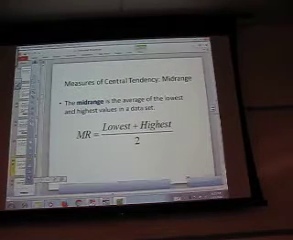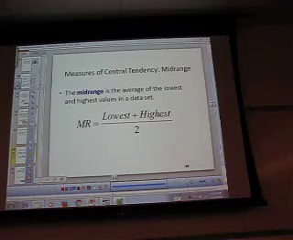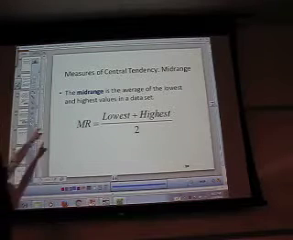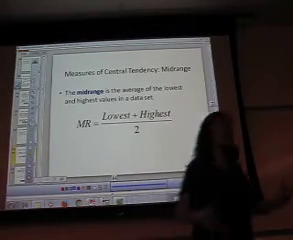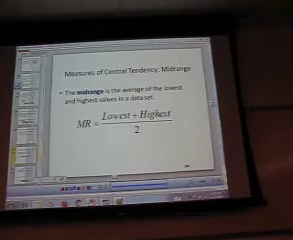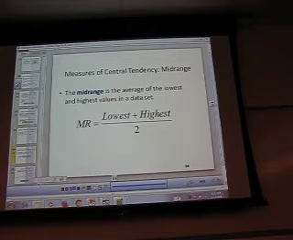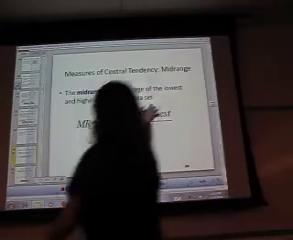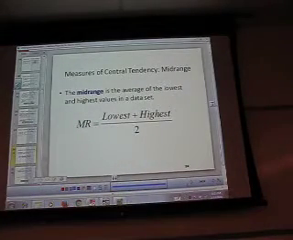Mid-range. Do you guys see the word mid in there? Everyone see the word mid? Anytime you have the word mid, that means you're going to find the middle of 2 things. So you're going to average 2 things, the top and the bottom. Here's the mid-range. You're going to average the highest and lowest values in your data set. So you take the highest and lowest, add them up, divide by 2, average them. That's your mid-range.